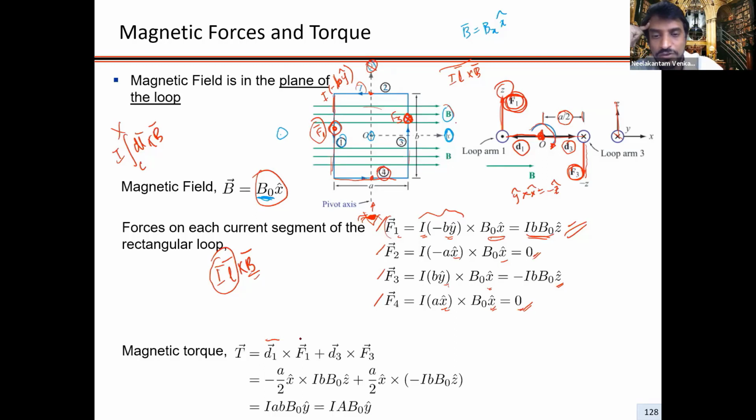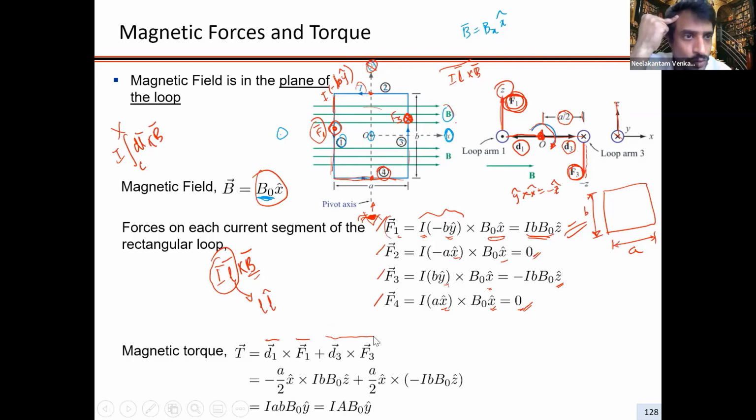So I got to do D1 cross F1 for force 1. The small letter a is the length of this section. It's a rectangular coil. This length is A and this length is B. So L captures the length. This is the length in the L hat direction, whether it is X or Y or Z. Then you have this D3 cross F3.